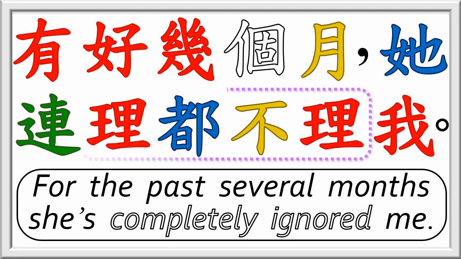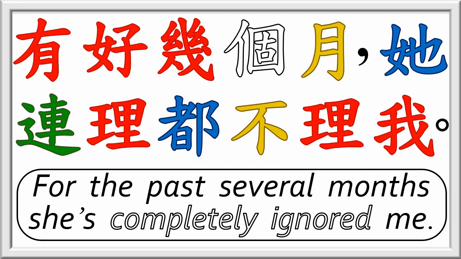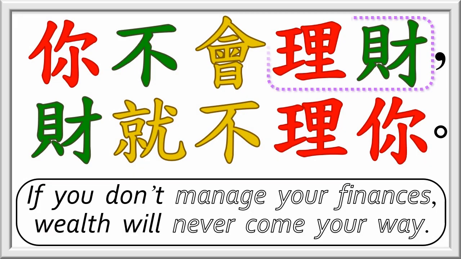Now here's an example using the 连都 structure for emphasis. 有好几个月，他连理都不理我。For the past several months, she's completely ignored me. Here's an example of two meanings of 理 that I saw on a bank window advertising their financial services. To manage and to pay attention to. 你不会理财，财就不理你。If you don't manage your finances, wealth will never come your way. Literally, wealth will ignore you.